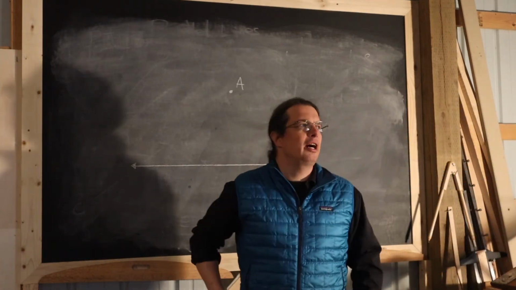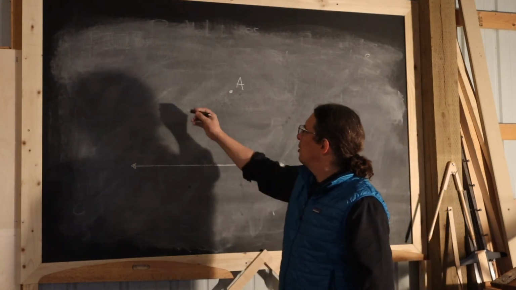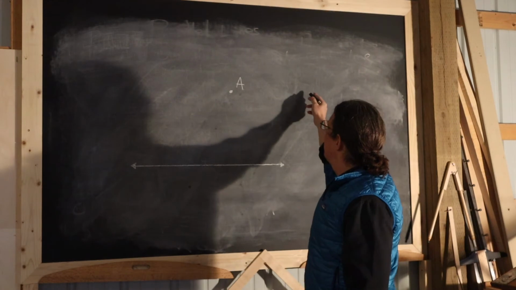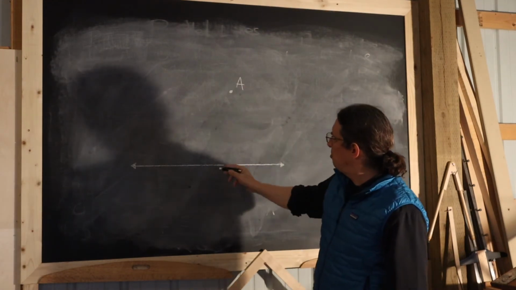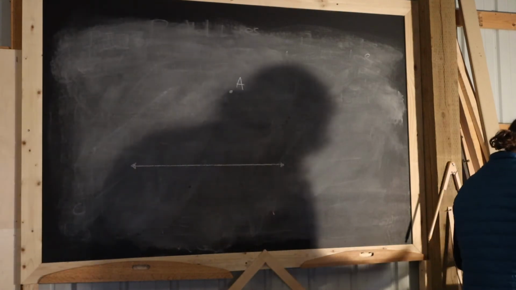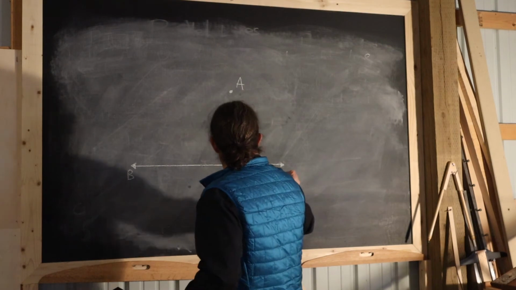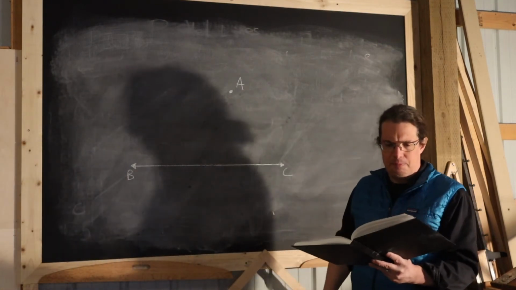You've got some point not on that line, and you want to draw a parallel line that passes through point A. It's parallel to this given line. That's your goal. Let's call this line BC, just so that it can have a name.